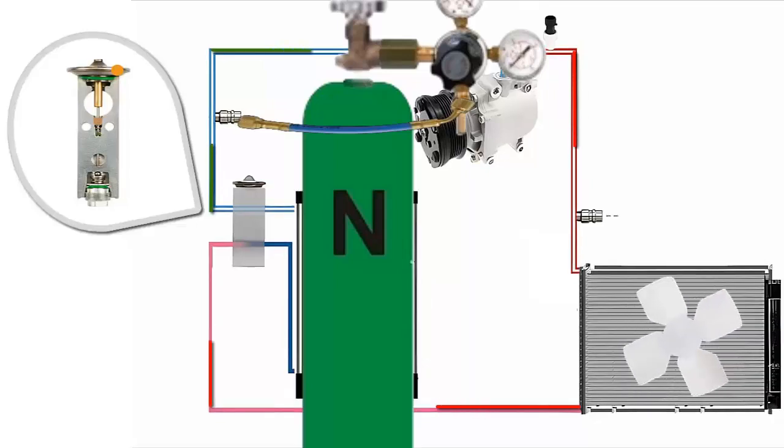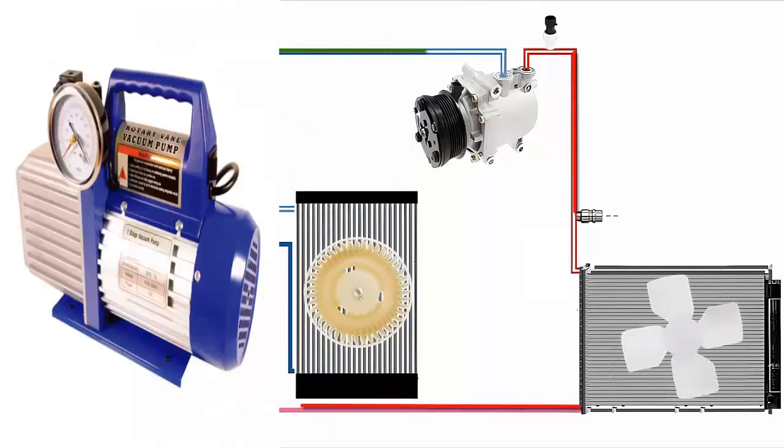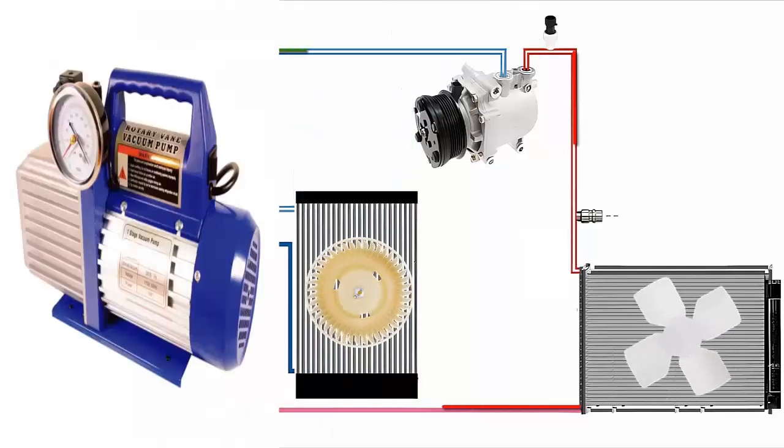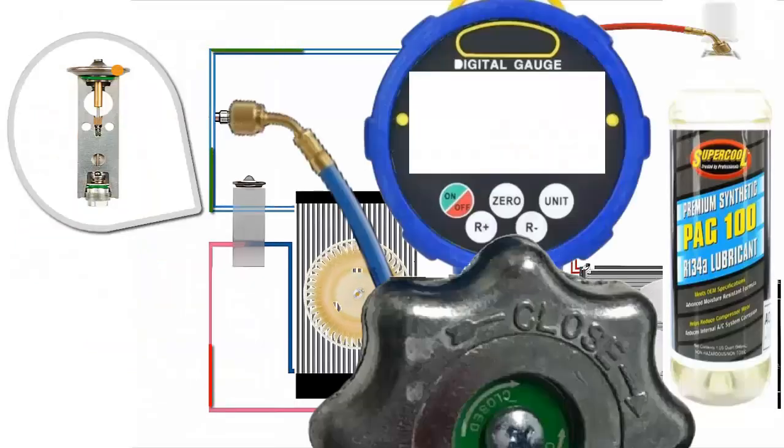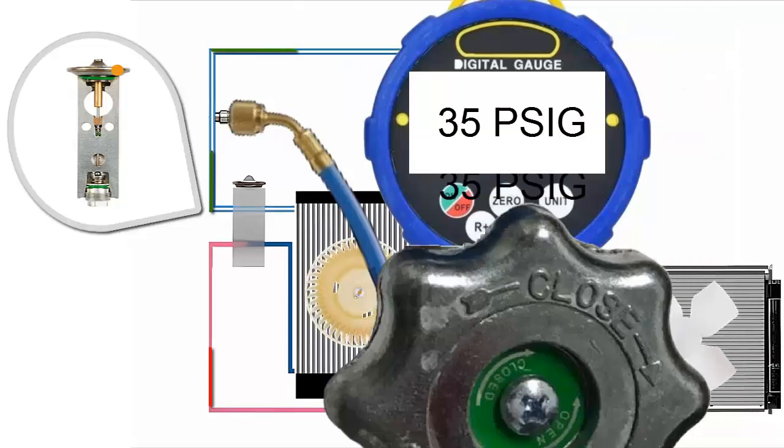7. If no leak is detected, remove the nitrogen from the system and create a vacuum until reaching about 500 microns of mercury. 8. Add a small amount of additional oil, close to the amount the compressor held in the crankcase, which can be done through the low-pressure port on the manifold gauge. Then, recharge with the correct amount of refrigerant, following the manufacturer's specifications, or until reaching a low-pressure reading of about 35 pounds per square inch with the engine idling.